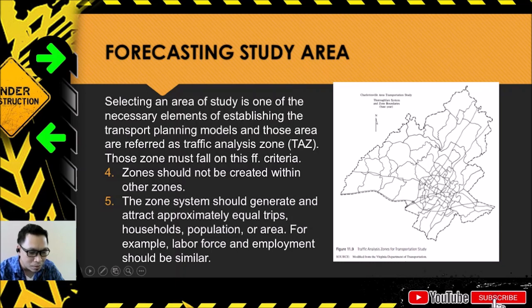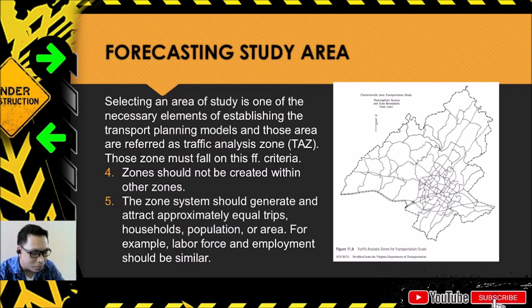So dikit-dikit dili siya, let us say this area tapos naa patay zone diri sa tunga niya, no. So walay ingunana. It should be naa lang sa tapad, no. So dapat ang iyahang porma niya mura siya jigsaw again, no. So the zone system should generate and attract approximately equal trips, household population or area.